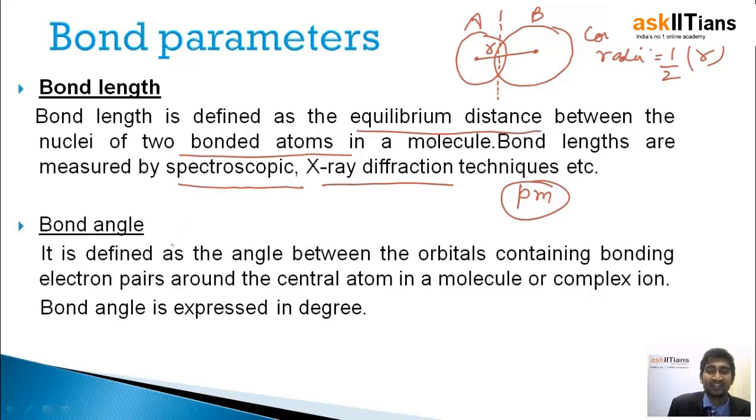Our next parameter is bond angle. What is bond angle? It is the angle between the orbitals which contain the bonding pair electrons around the central atom, or in a general way you can look at it like this. For example, this is my A, this is my B, this is my C. So this angle is called your bond angle. Suppose this is theta. This angle is your bond angle. It is expressed, obviously, in degrees.